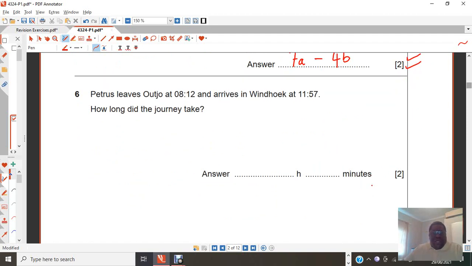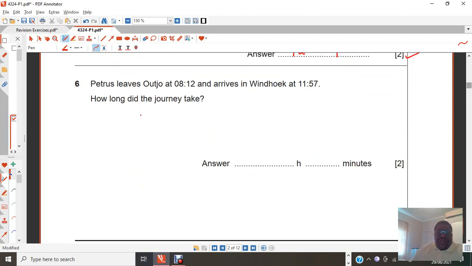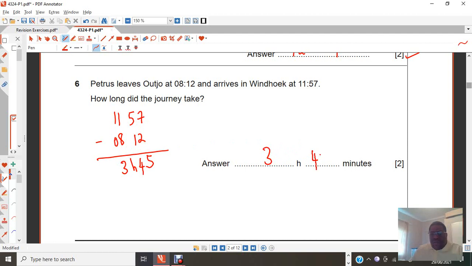Right. Petrus leaves Ochos at 12 minutes past 8 in the morning and arrives in Windhoek at 3 minutes to 12. So I guess this is still in the morning. So you're going to have 11:57, and I'm going to take away 8:12. We'll see where that brings me. So that's going to give me 5, and that's 4. Now you have to look at how many hours that is. So it's 3 hours and 45 minutes.